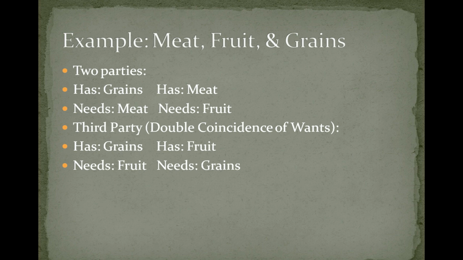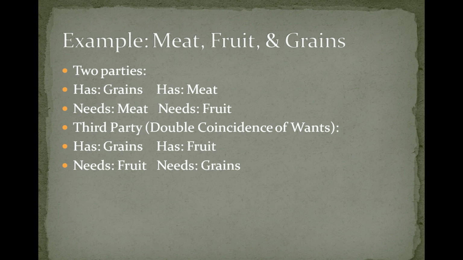So the only way to solve this is to go to a third party and hope that the double coincidence of wants exists. So we're going to have the same party that had the grain, and now because they need the meat, they need to exchange for fruit in order to exchange back for the meat. So they have a need for fruit, and then you have someone who has fruit and they have a need for grain. So the double coincidence of wants exists here, so exchange can happen. Once the first party exchanges for the fruit, they can then go back to the original party and exchange that fruit for the meat.